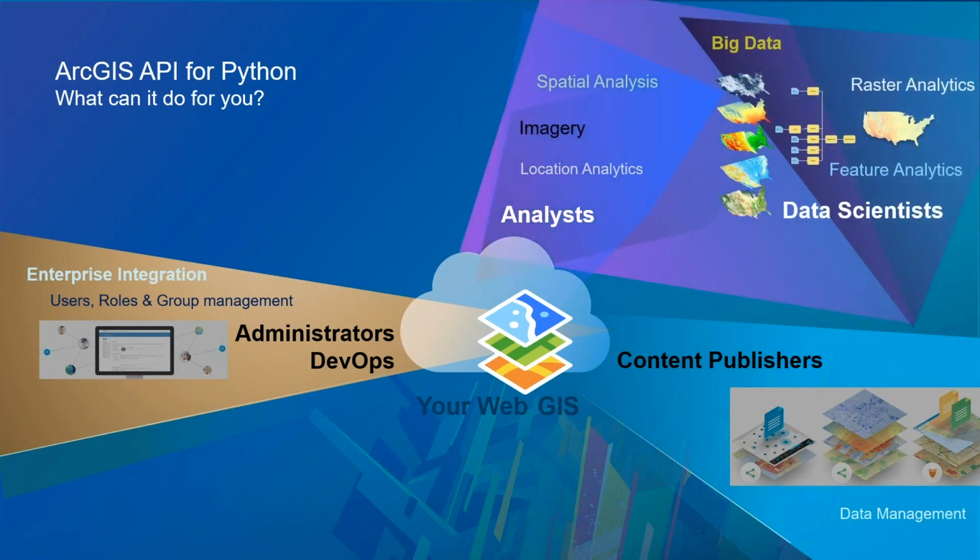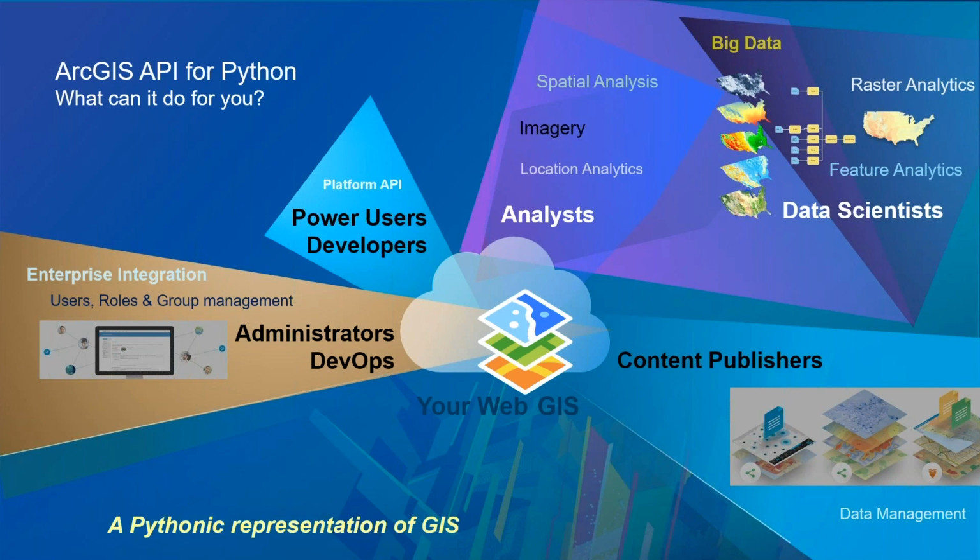And then we have our analysts. And this is what we're here to talk about mainly. But these are individuals that work with imagery, hosted feature service layers. You could consider yourself a data scientist. And what we're going to leverage is Raster Analytics and feature analytics to derive new informational products. And then we have our power users and developers who basically span this whole platform. And together, all these individuals, using the Python API, sort of develop this Pythonic representation of our GIS.